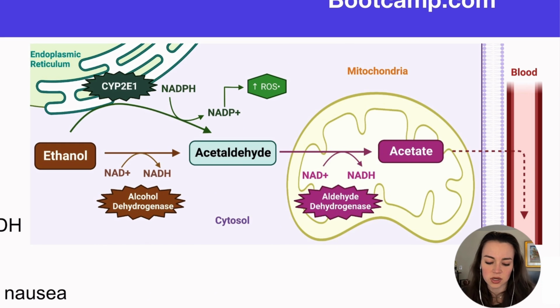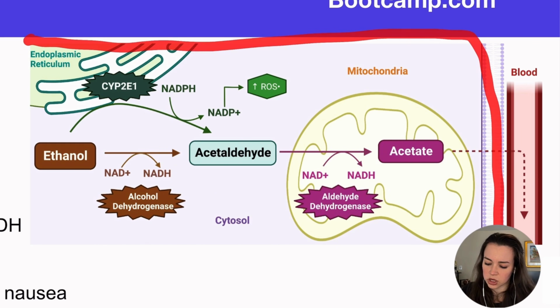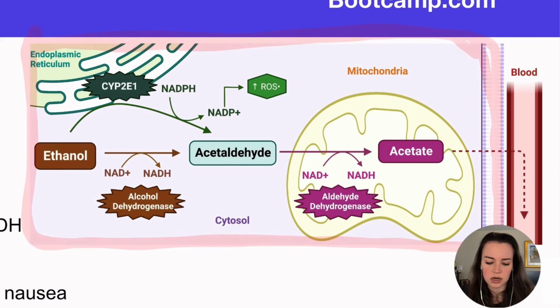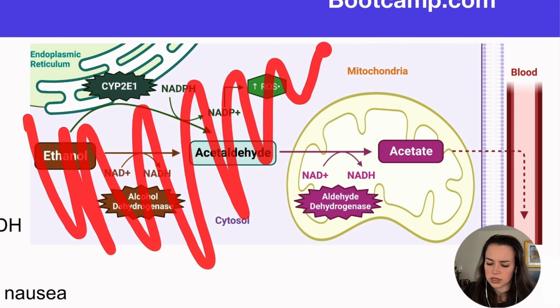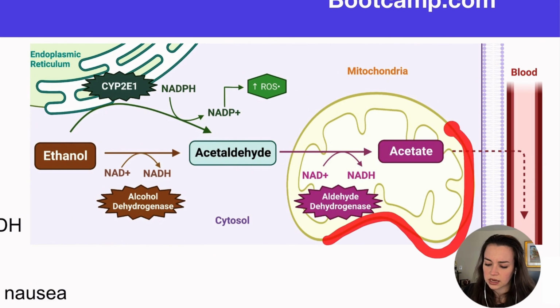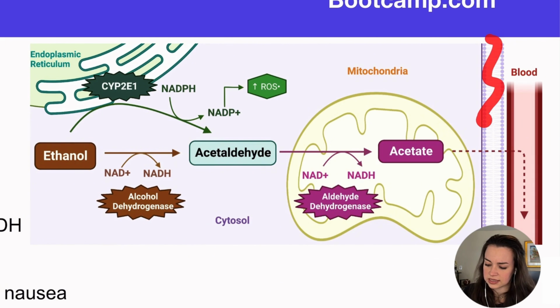So let's get oriented to our diagram. We are looking at a liver cell, a hepatocyte. So this is our hepatocyte. We've got the endoplasmic reticulum over here. We've got the cytosol all out here in purple. This is the mitochondria, and then here is the cell membrane, and then out here we've got a blood vessel.